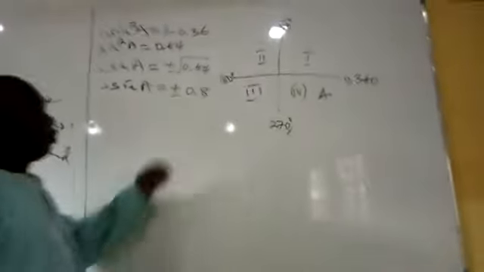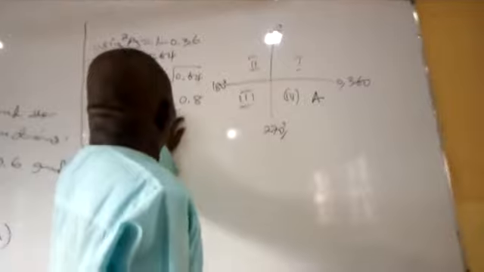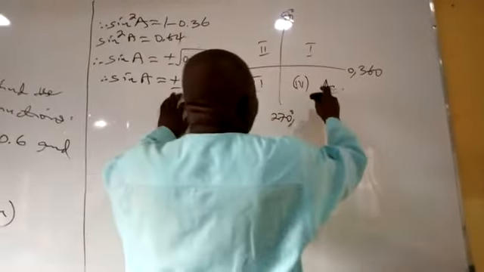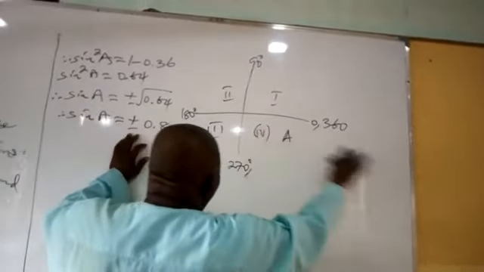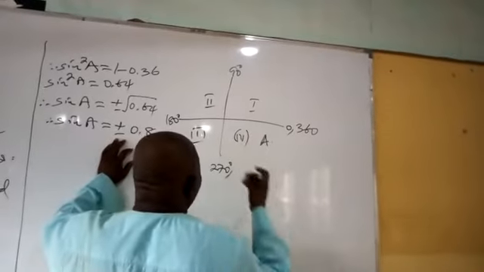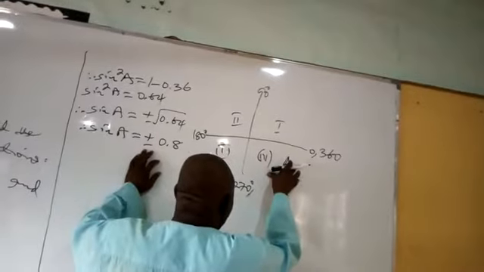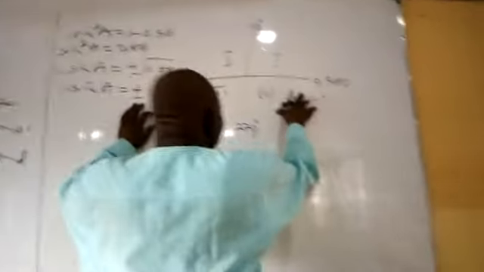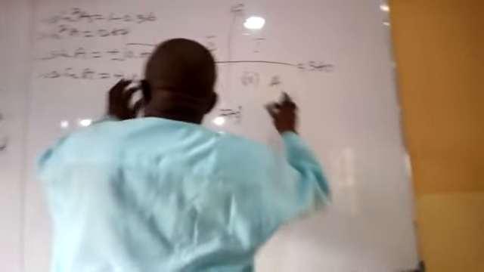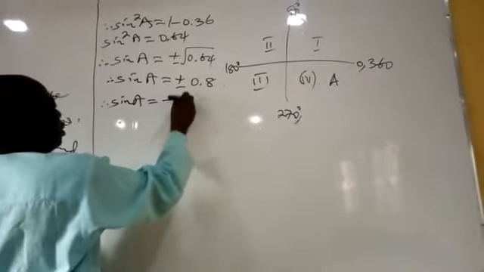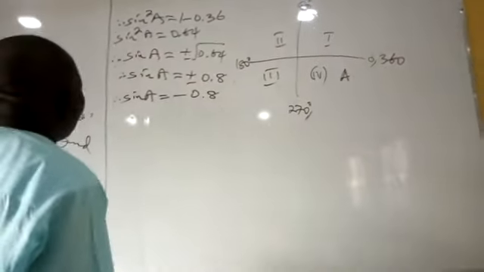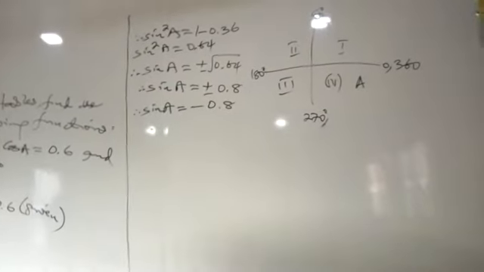So now, how do we settle with the value of sine A? If in the fourth quadrant only cosine is positive, it means all other trigonometric ratios are negative. So if cos theta is positive here, it means tan theta is negative, and sin theta is also negative. Therefore, sin A is equal to minus 0.8. That is our answer.